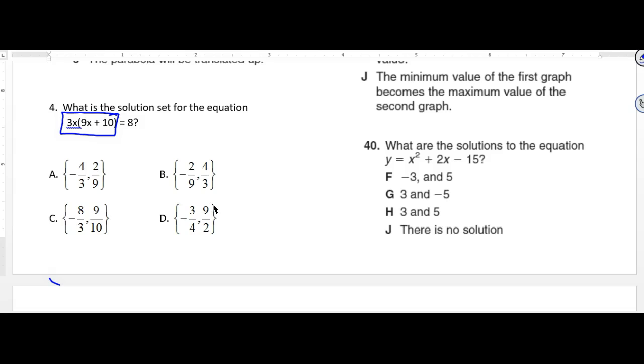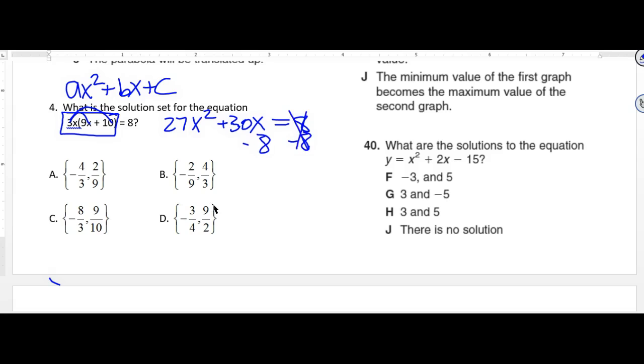I'm going to distribute to make it look like the standard form that we're used to seeing, ax squared plus bx plus c. So 3x times 9x is 27x squared. 3x times 10 is 30x equals 8. Now I can solve this equation. Well, before I solve it, I got to make it equal 0. We always have to have our equations equal to 0. So minus 8, that gives me 0. This is not a like term with anything else on there, so it just goes at the end.